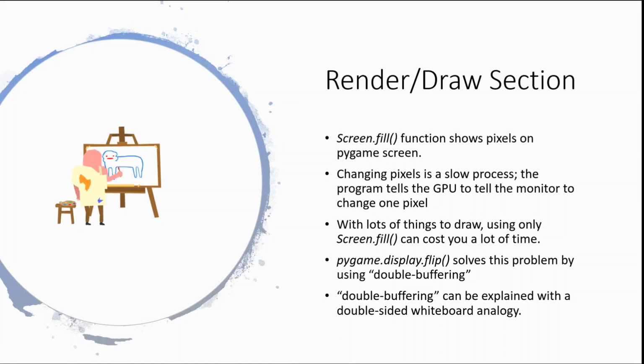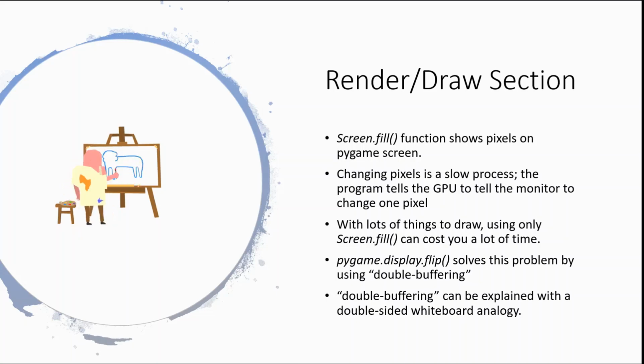And what you need to know about this section is that there are two main methods we use. We use the screen.fill function and we use the pygame.display.flip function. So what you need to know is that the screen.fill function is what shows pixels on your screen. So in this template, what we're going to do is fill the screen with a background. We're going to fill it with the color black. And what you need to know about this process is that it's actually really slow. So what we do when we use the screen.fill function is that we tell our GPU to change a pixel on our display, and that obviously takes some time to do. And if you have a lot of things to draw, this process can actually get really slow.